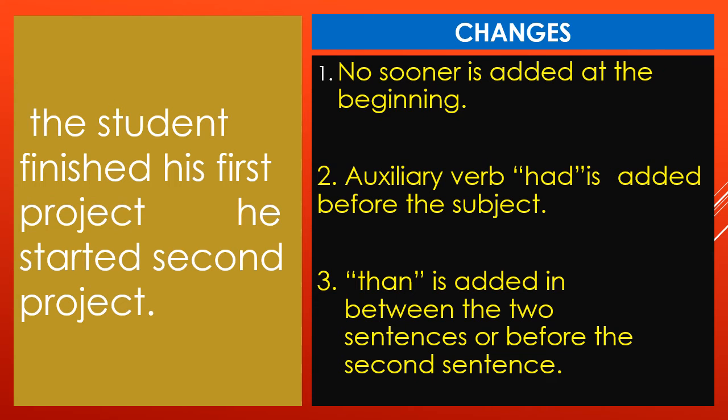See these changes, you see. No sooner, beginning. And had is added before the subject, the student, and than is added before the second action. So these are the three changes that you have to make in your sentence when you want to combine using no sooner than.